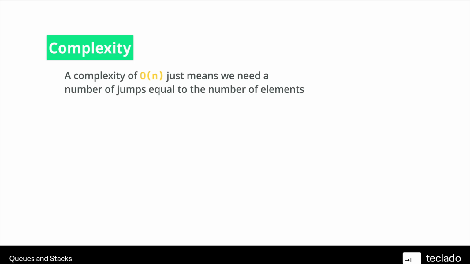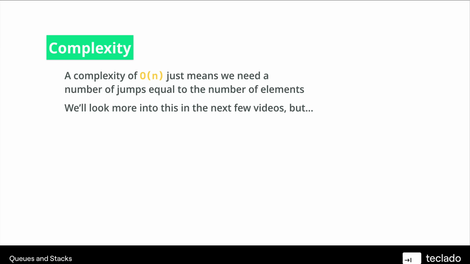Nothing terribly complicated there. When you're finding an element in a list and you need to jump n number of times, that's an O(n) complexity. And we're going to look more into complexity in the next few videos, as well as how we can reduce that, hopefully.